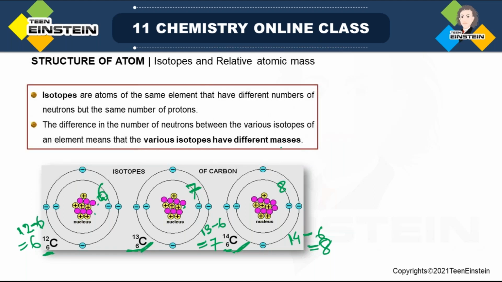Isotopes are atoms of the same element that have a different number of neutrons but the same number of protons. That condition must be fulfilled. The difference in the number of neutrons between the different isotopes of an element means the masses will also be different. That is why you can see here three different masses: 12, 13 and 14.